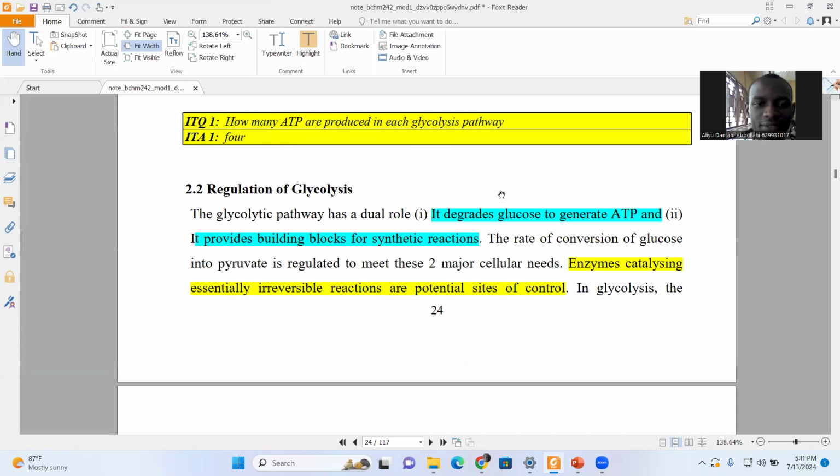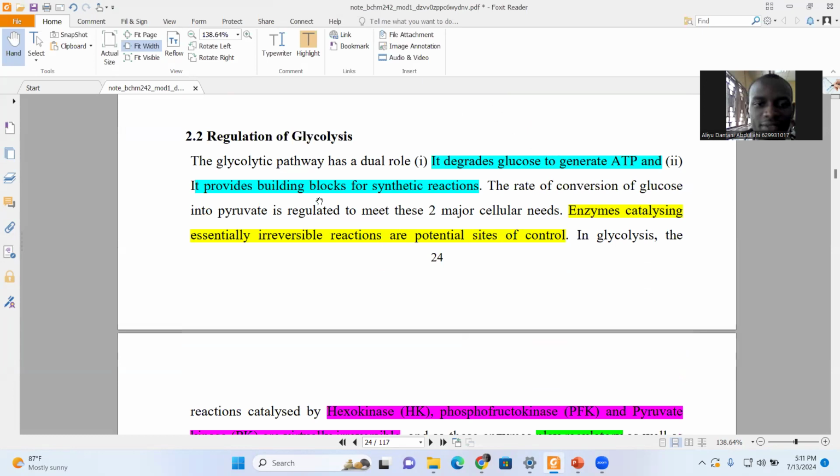So the regulation of glycolysis, right? Okay. The glycolytic pathway has a dual role. It degrades glucose to generate ATP, and it provides building blocks for synthetic reactions, which I think was reiterated in study session 1. So the rate of conversion of glucose into pyruvate is regulated to meet these 2 major cellular needs. When you have enough ATP, then the glycolytic pathway needs to slow down. And when you don't have enough energy in the cell, the glycolytic pathway is going to be activated, okay?